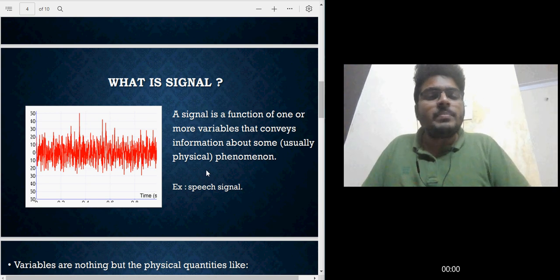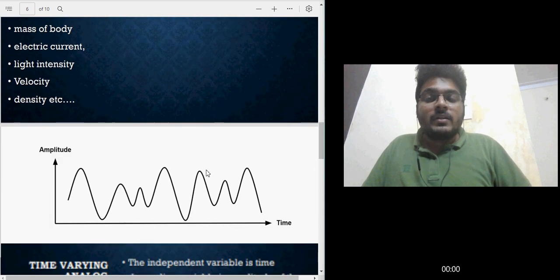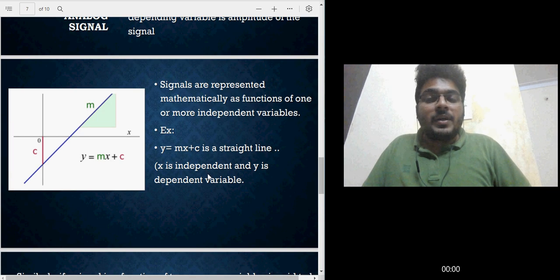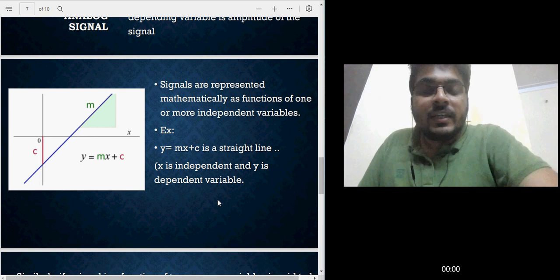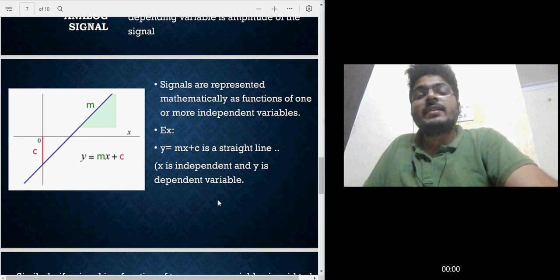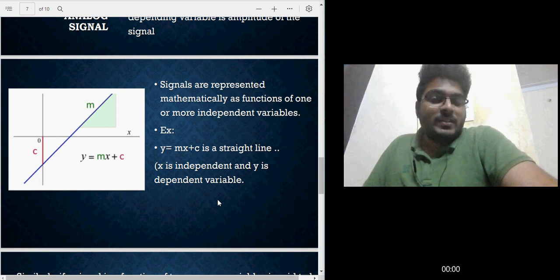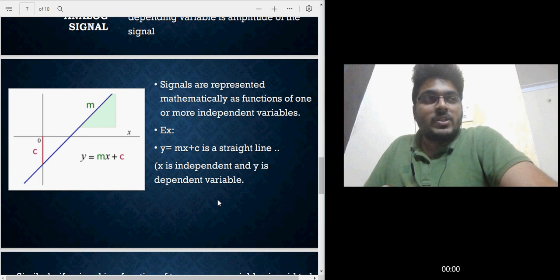So simple. Let's take mathematics. To explain it better, I'll jump to this point. Let's take, I write y equal to mx plus c. What do you call it? You call that a straight line. Can't you call it a signal? Yes, you can call it a signal. Just write y equal to mx, a straight line passing through the origin. Can't you call it a signal? Of course, you can call it a signal. Any mathematical expression can be called a signal. Why?